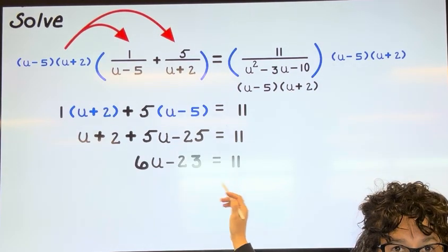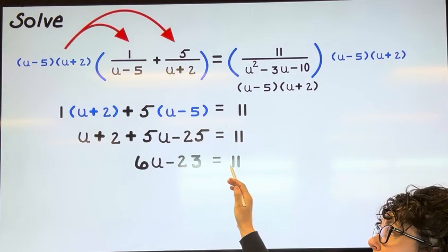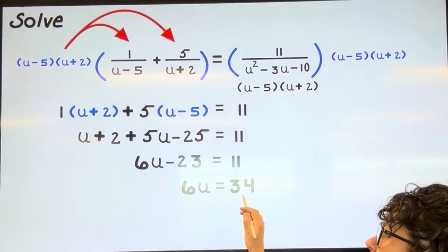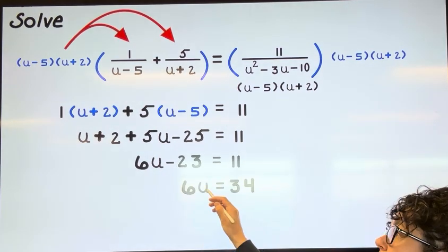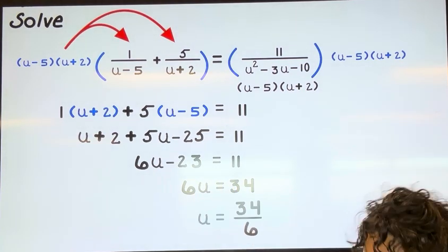Then move letters to one side, numbers to the other. So let's move this minus 23 over by adding 23 to the 11. And I get 6u equals 34. Then finally, get rid of the multiply by 6 by dividing by 6.